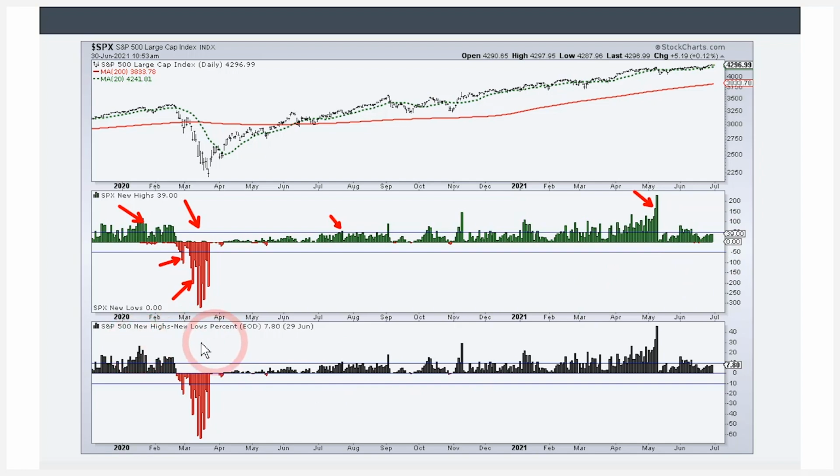This indicator below is high-low percent, which is the number of new highs less the number of new lows divided by the total number of issues in the S&P 500. And these lines are set at plus 10% and minus 10%, which basically mimics what we're seeing on that first chart I showed you at plus 50 and minus 50. But bottom line, we're in bull mode when it comes to new highs and lows, and that's a longer-term indicator.